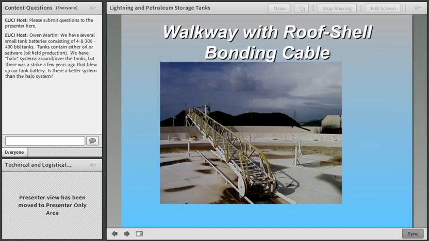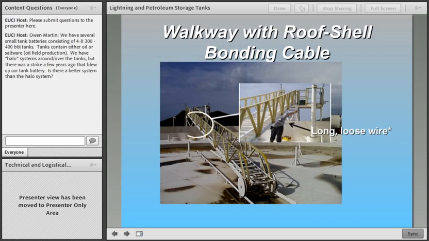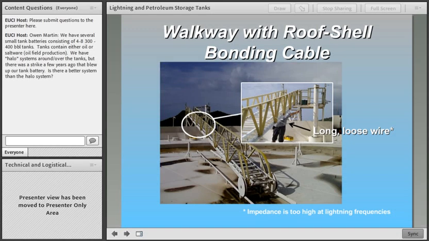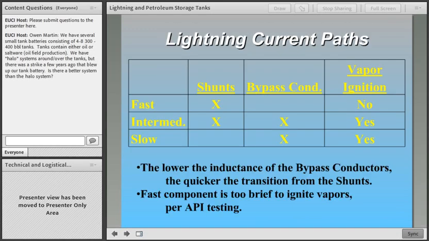Another way to bond the roof and the shell using a bypass conductor is to let the ladder substitute as a bonding conductor. So in this case, they are relying on the connection here and here to act as a bond between the roof and the shell. Sometimes owners will also suspend wires along the bottom of the ladder in order to make a bond between the roof and the shell.